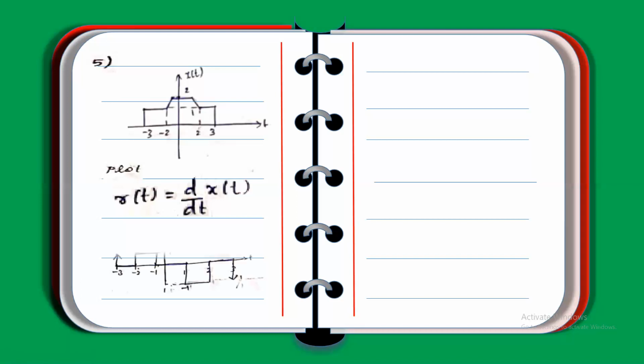So if we try to plot r of t, this is how the signal will be. During -3 to -2, it is 0. From -1 to +1, it is again 0. From 2 to 3, it is 0, corresponding to these 3 constant parts. For this part, the rate of change is a positive constant. For this part, a negative rate of change is indicated.